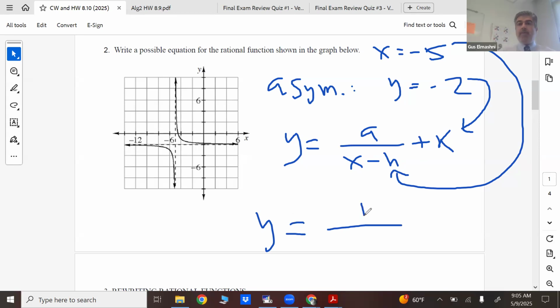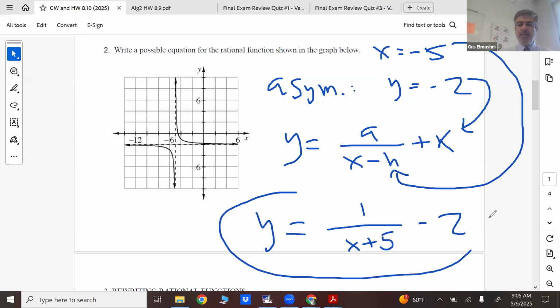So what value of x would not be okay? -5, right? So you can put x plus 5. If -5 is not okay, you have to put x plus 5, then minus 2. And that's how you write the equation from the graph. These problems I like a lot because it really forces you to think backwards, and that's a great way to think about the stuff. Does that make sense how I got that equation? Cool? Okay, move on to the last page.